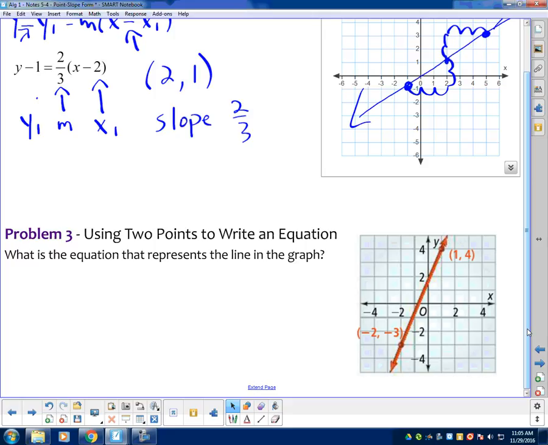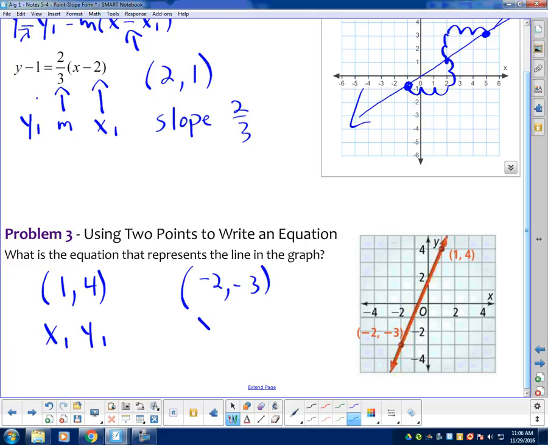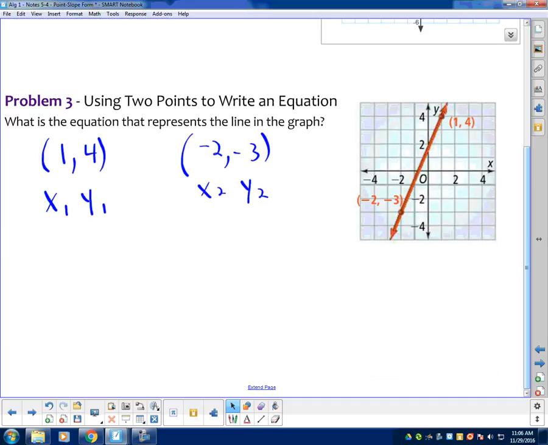All right, it says using 2 points to write an equation. So here I'm giving you a picture. You won't always be given the picture on the skill test. You could plot the 2 points and draw a picture, but here I have the points (1, 4), and I'll call that x1, y1. And then I also have another point, (-2, -3), and we'll call that x2, y2. The reason I called (1, 4) x1, y1 is I know that I'm going to plug those into the equation, and they're both positive, so that'll make it a little easier for me.